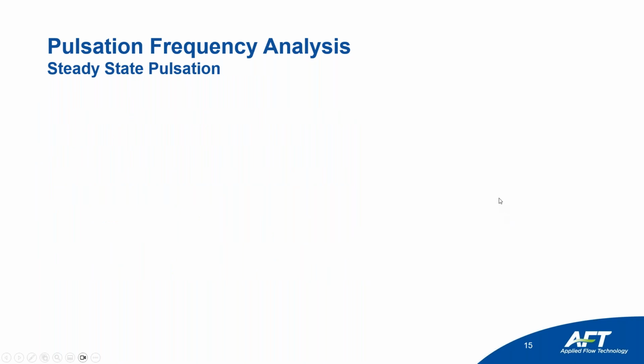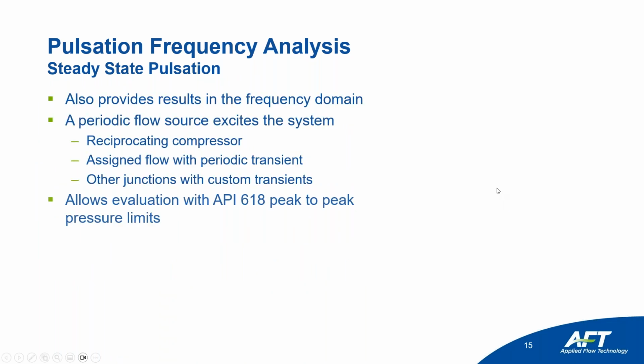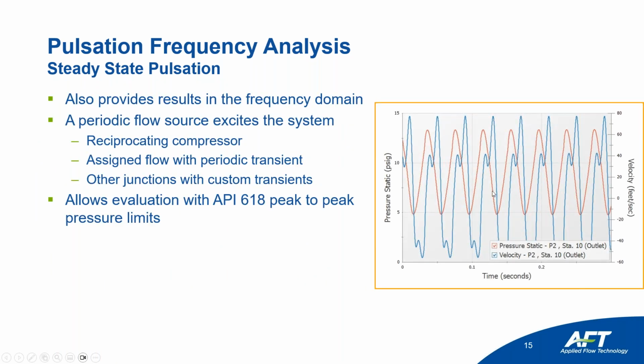The other mode is steady state pulsation. Again, this can provide results in the frequency domain, but the key difference here is rather than a single pulse to ring the system, there's steady pulsation. So we can see this sinusoidal flow over here on the right. And this periodic flow can come from a reciprocating compressor. You can set it up using the sinusoidal periodic transients for an assigned flow junction, or you can set it up using custom transients on any other junction you want.